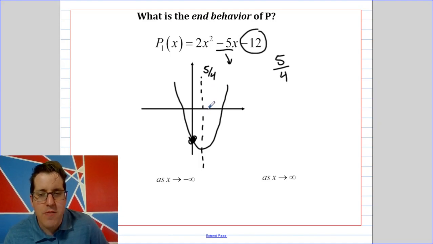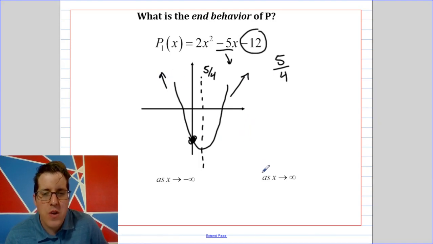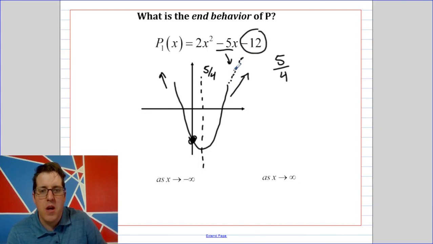So end behavior is saying what happens to the graph as you approach this direction and as you approach this direction. So to the right, we say as x approaches infinity, what happens to y? Well, as we pick larger and larger and larger x values, this graph is going to go up and up and up and up.